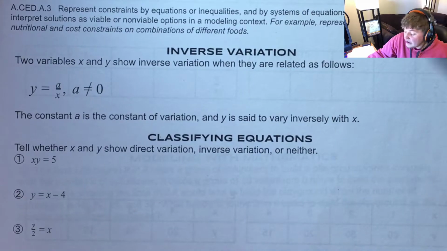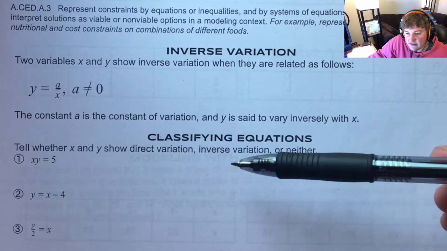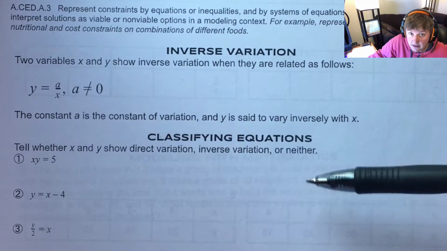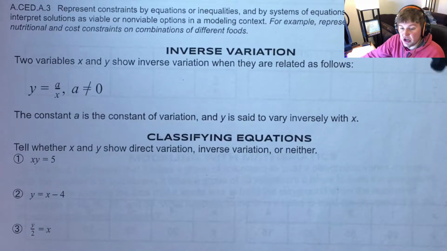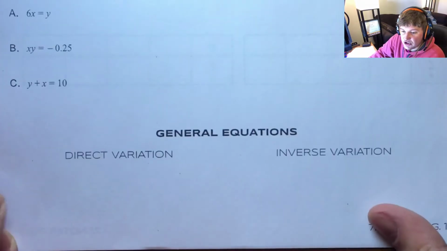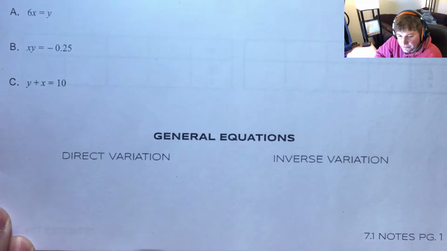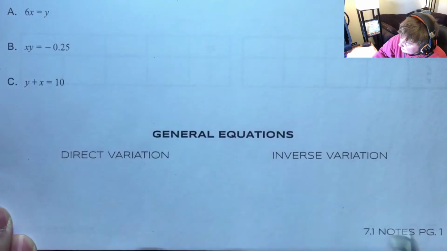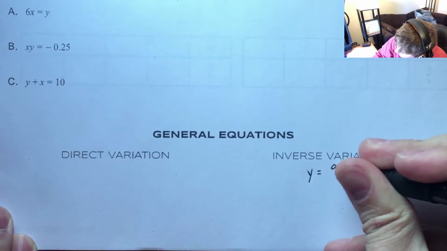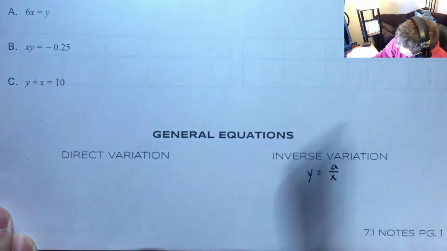Okay, so before we start classifying inverse variations, direct variations, or neither, let's actually just go and look at some general equations that will go with each. Okay, so let's start with inverse variation. We know that the starting point for inverse variation is y is equal to some value a divided by x.